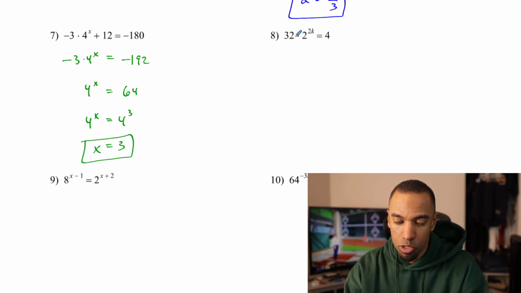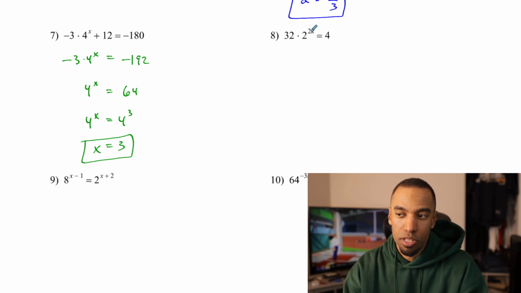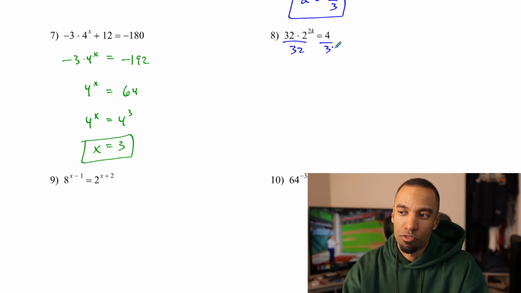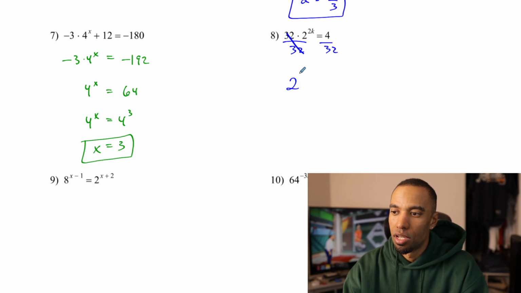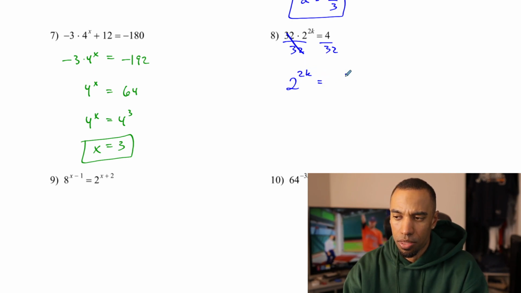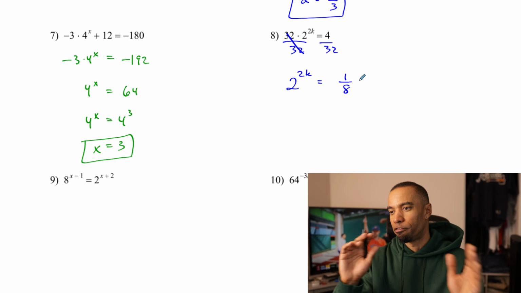Number 8, same thing. I can't multiply these. They are multiplying, but it's 2 to the 2k power. So I'm going to divide 32 over. And let me write it this time, because 4 over 32 can reduce to 1/8. Now I got to match base, and this is a fraction.